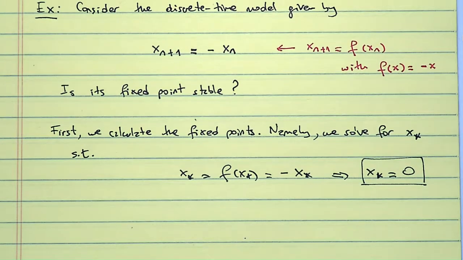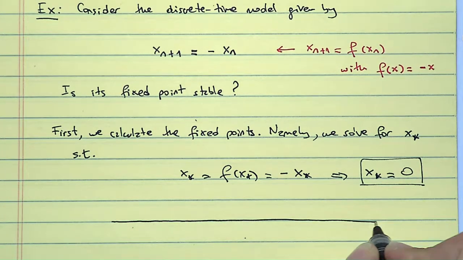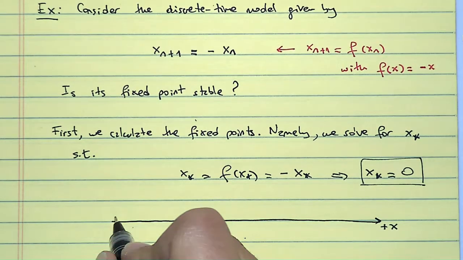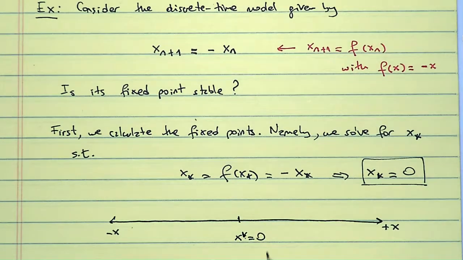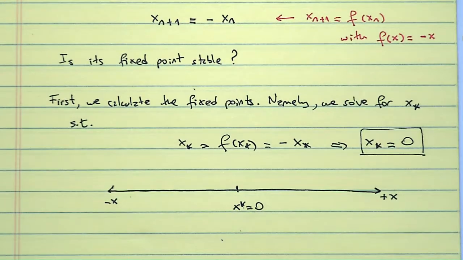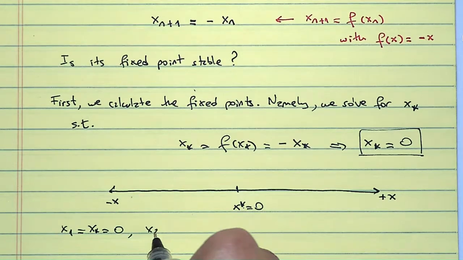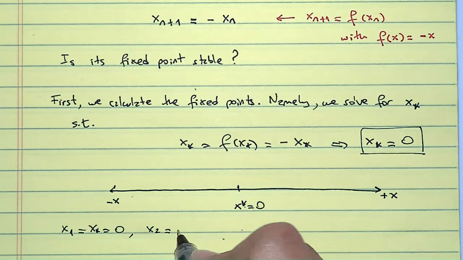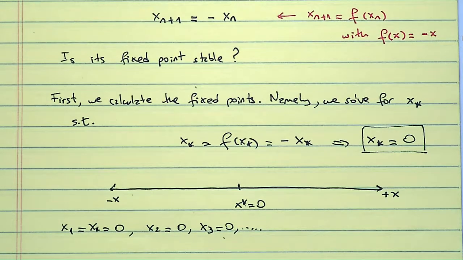Very good. Is this x star stable? Well, with the tools we have, we can try to build these regions in black and red and see whether we can argue that. So where is my x star? It's here, right? It's at x star equal to zero. So if my orbit starts at x star, then it will remain, right? So this is my orbit from x1 equal to x star.